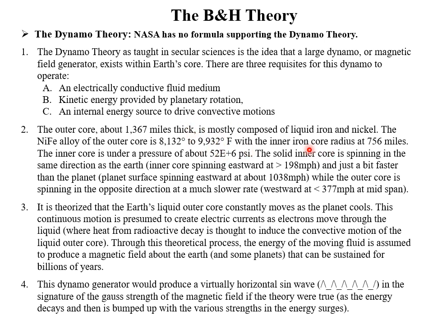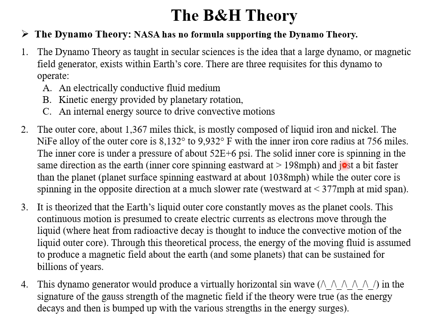With the inner solid iron core radius at 756 miles, okay, which is about 1,500 miles in diameter, okay. So the inner core is under a pressure of about 52 million psi. All that gravity at that point is compressing the inner core.